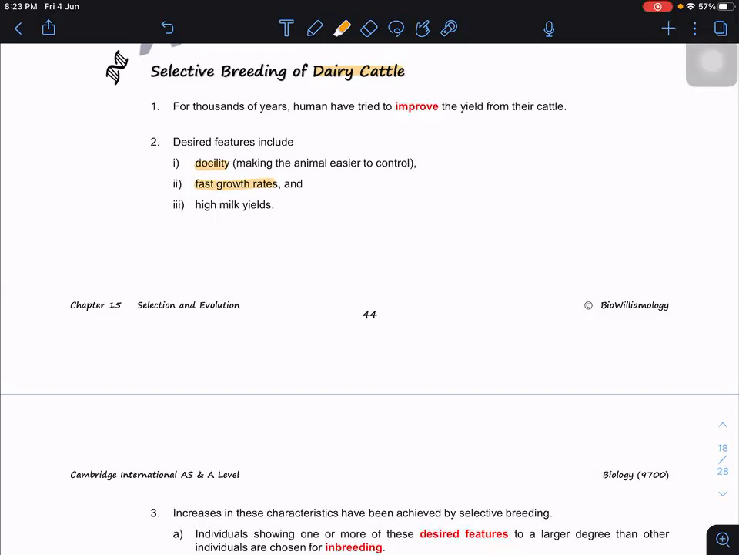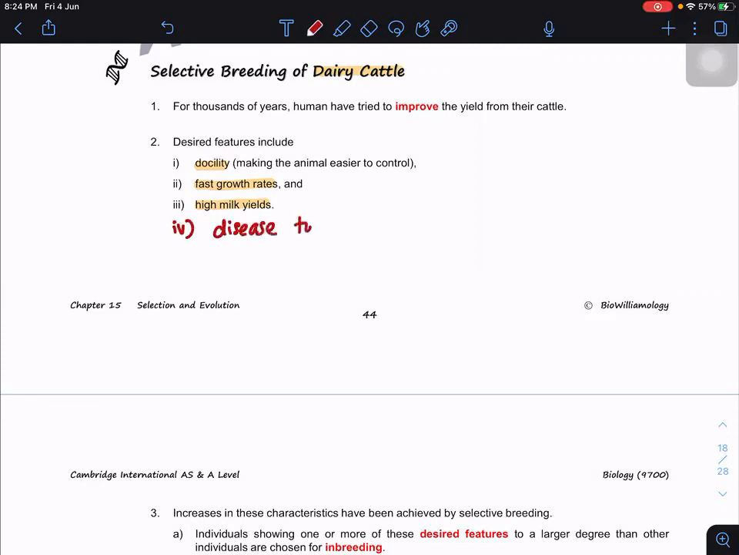If you try to imagine, if I can shorten a 10-year growing period to 5 years, then I can save half of the resources. Then we can make more money. So this is one of the desired characteristics. High milk yield, produce a very high quantity, in terms of quantity as well as quality. Okay, you can put in another one.